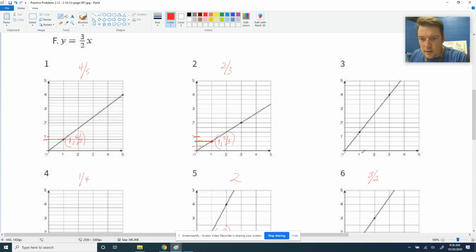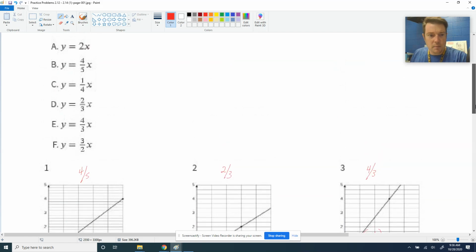And then lastly, this one is 1 and a little bit more than 1. They've broken this one up into thirds again. But this is the fourth third. 1, 2, 3, 4, or 1 and 1/3, which is 4/3. So this one would be 1 and 1/3 when x equals 1. So its constant is 4/3. So that should make the matching really easy.